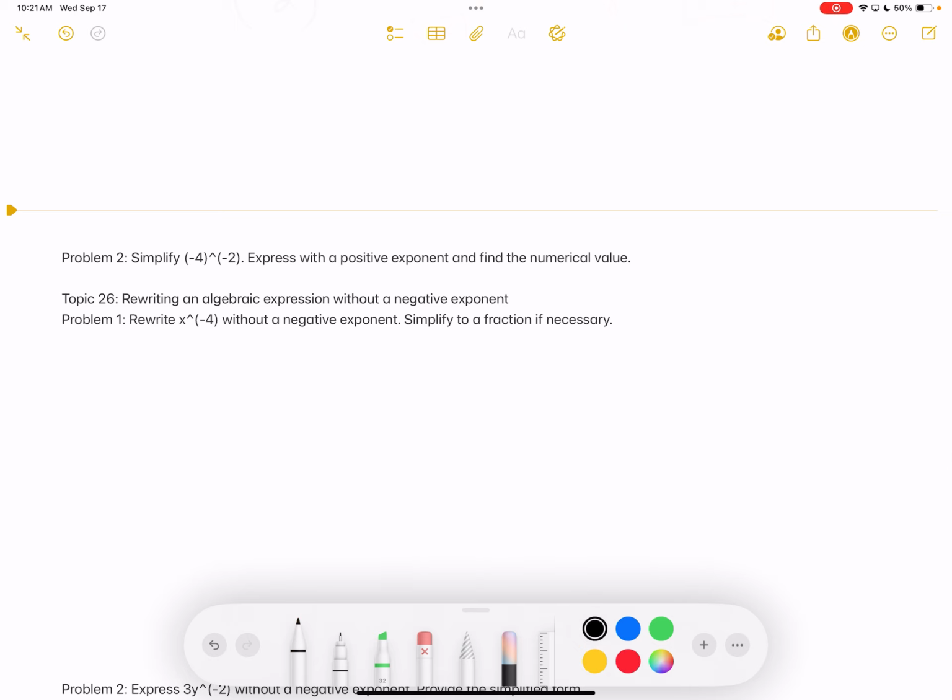All right, so that's kind of the numbers. With a variable, it's actually easier. Same idea. The goal here is to make that exponent positive. So we drop it underneath 1.